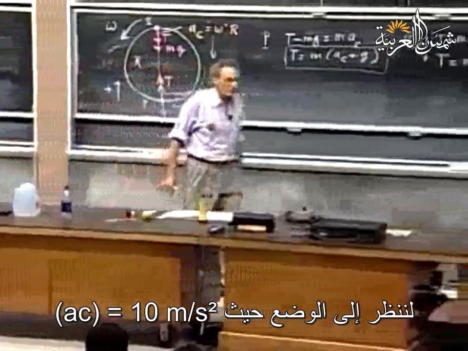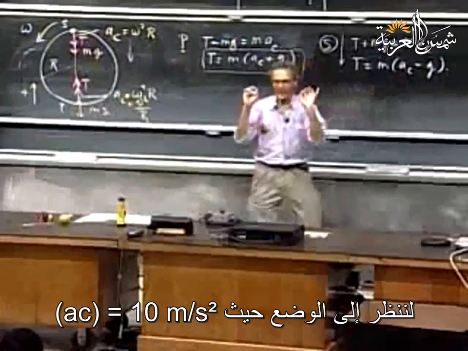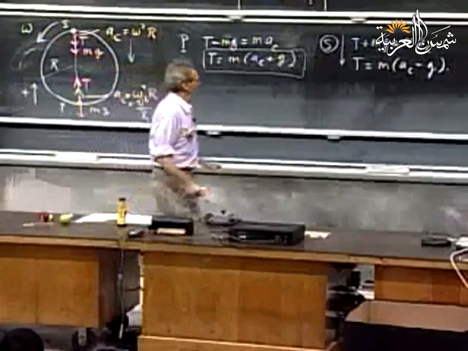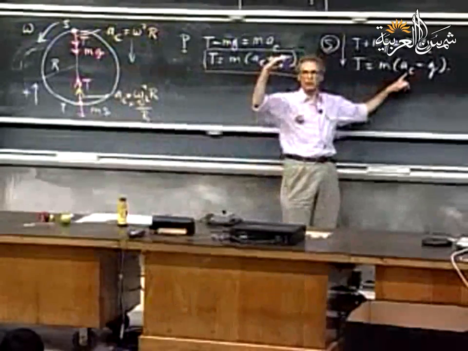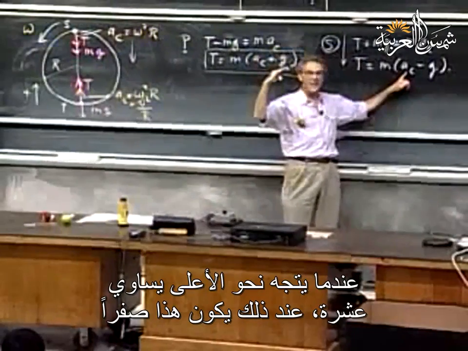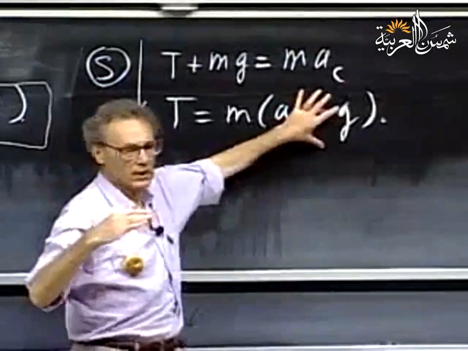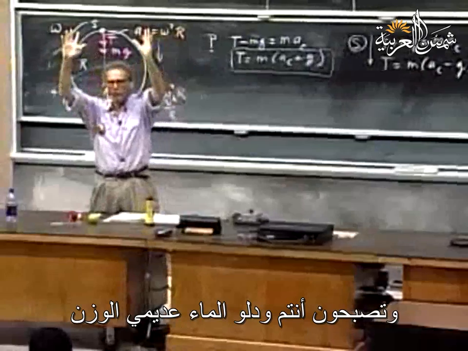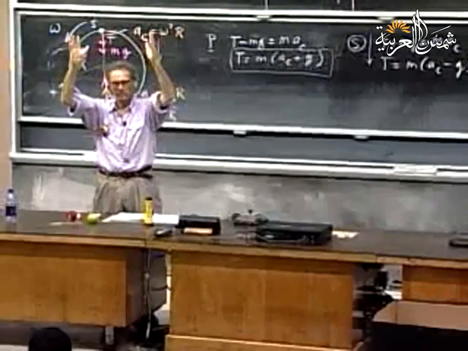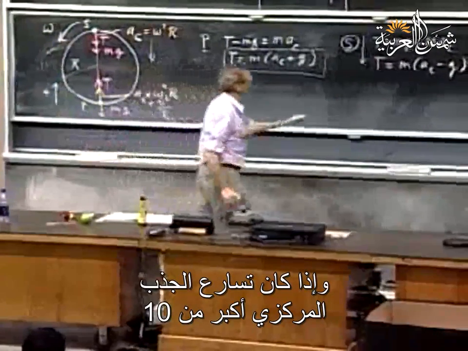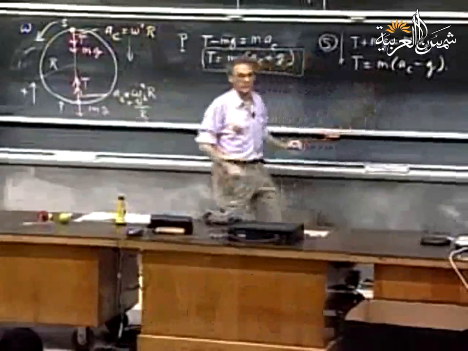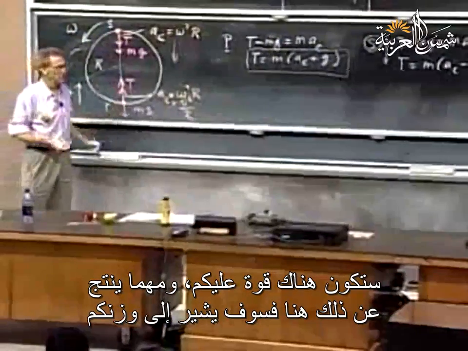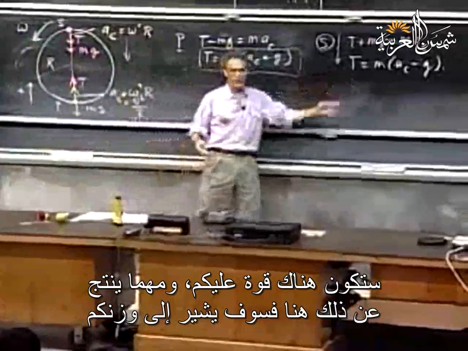Let us take the situation that a_c is exactly 10 meters per second squared. And we discussed that last time when we had the bucket of water in our hands. If the centripetal acceleration when it goes through the top is 10, then this is 0. So the string has no tension. The string goes limp. And the bucket of water and you are weightless. If the centripetal acceleration is larger than 10, then of course the string will be tight, there will be a force on you, and whatever comes out of here will indicate your weight.